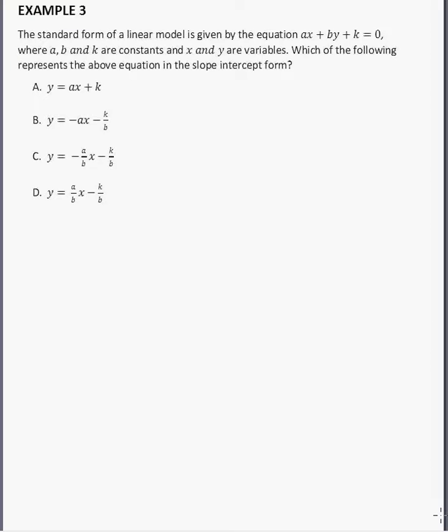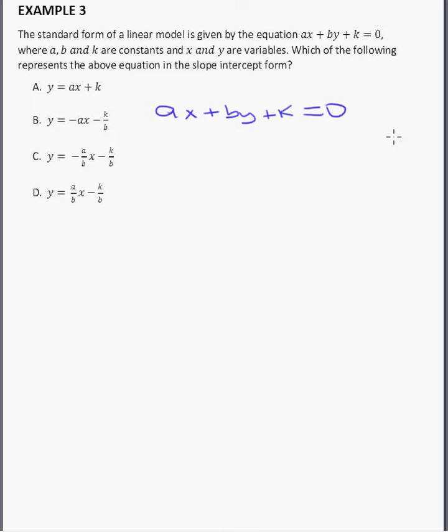Okay, let's take a look at our third example, which, like we said earlier, as you can see from the answers, we are trying to isolate y. So whatever y is, whatever x is, normally you don't really care, especially when you have a time constraint, taking a test. So here we have the equation ax plus by plus k is equal to 0.